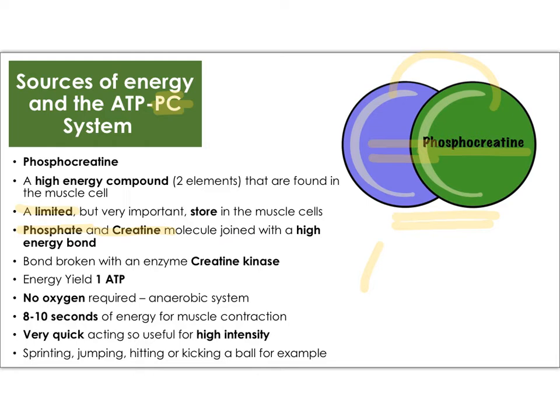That energy bond is broken by using an enzyme. This enzyme is called creatine kinase and is also in the skeletal muscle cell. When the enzyme is released into the muscle cell, it breaks the bond between phosphate and creatine, and the energy released resynthesizes an ATP molecule, an adenosine triphosphate molecule.